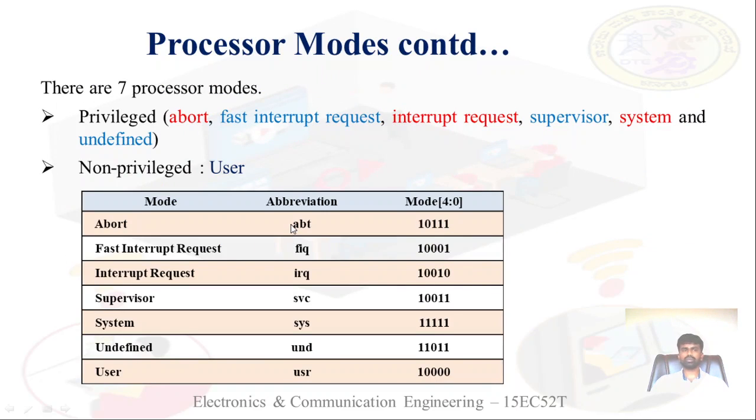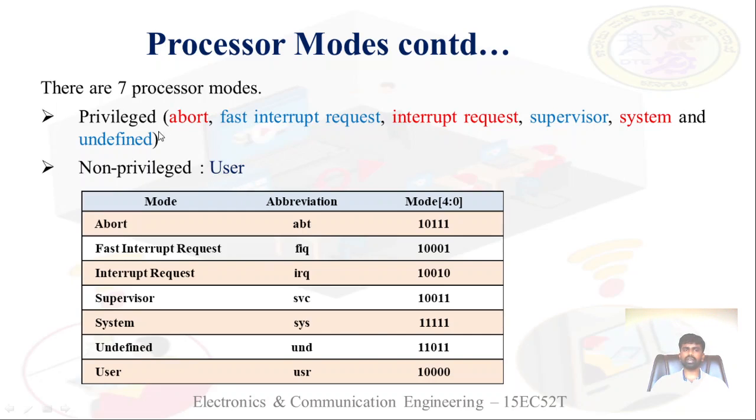There are 7 processor modes. As you know, we can classify them into 2 categories. One is privileged mode and another one is non-privileged mode. Out of 7 processor modes, we have only one non-privileged mode, that is user mode. User mode is a non-privileged mode. That means it has only read access to the control field of the CPSR.